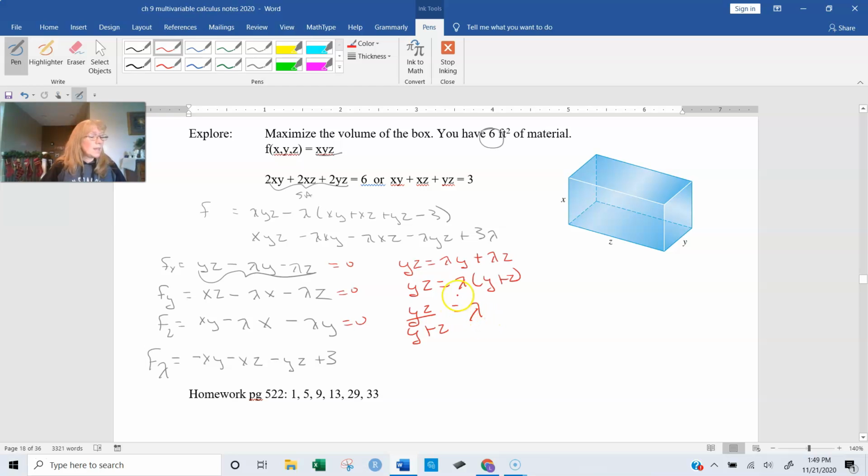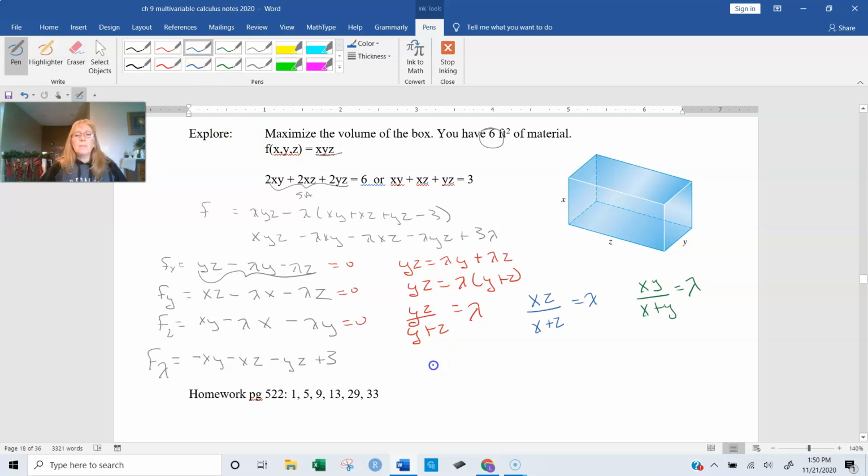All right, you should have done the exact same thing for x and for the z one. So you should have solved all 3 of these. And when you did that, your second one would have been xz over x plus z equals lambda. And your third one follows the exact same pattern, and you would have had an xy over x plus y equals lambda. So you should have had your 3 lambda equations here. So now we're going to set them equal to each other.